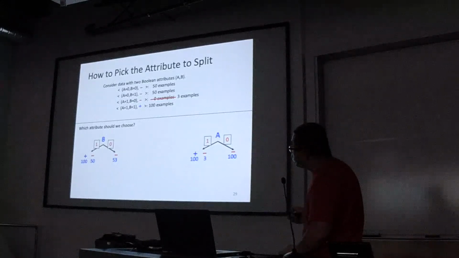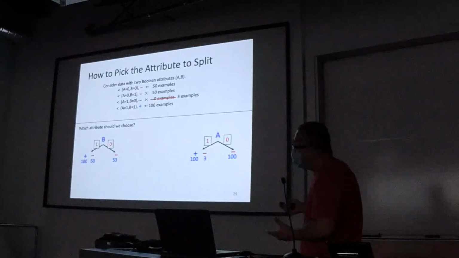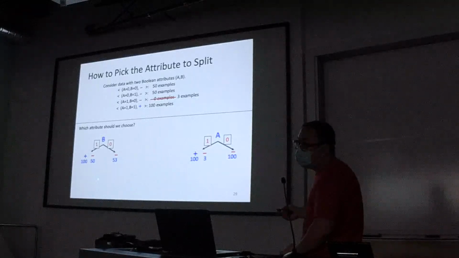Now if we use attribute B to split the data set, what can we get? B is 1 here. We get 150 examples total, where 100 are positive and 50 are negative. And for B is 0, we have 53 negative examples. So now we can say right now both A and B, the two trees, will need to continue to grow. Now I want to ask, which one do you believe is better? Which attribute do you believe is better?